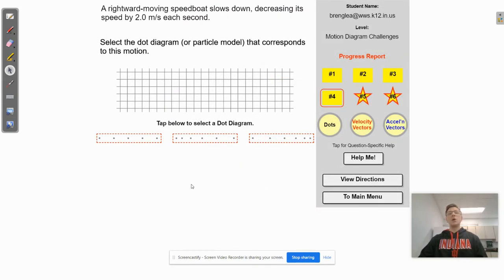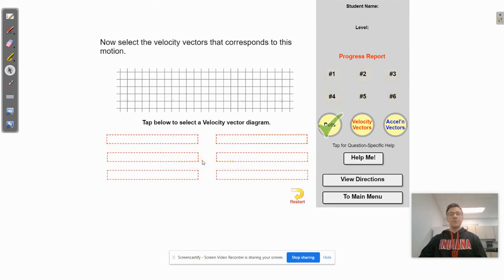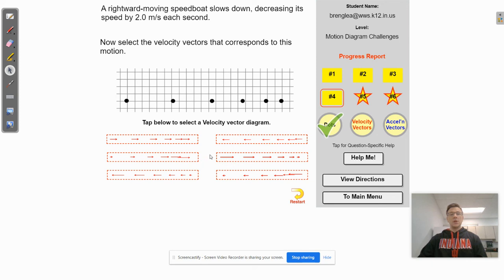Okay, now this one says a rightward moving speedboat slows down, decreasing its speed by 2 meters per second each second. So it's moving to the right and slowing down, so we're going to want this dot diagram here that shows the object covering less and less distance each second. Since it's moving to the right, our velocity vectors must be pointed to the right, but the arrows should be getting smaller, like this one here. So this is indicating that our velocity is decreasing each second.